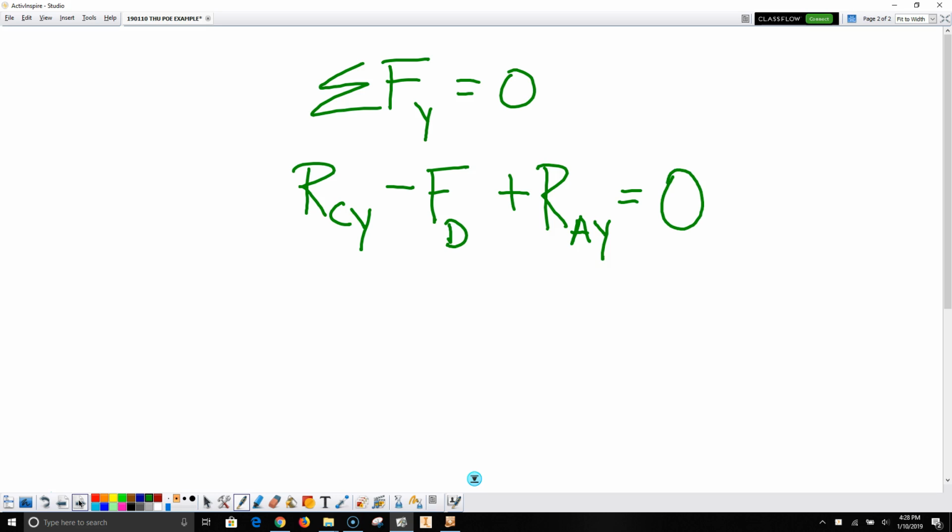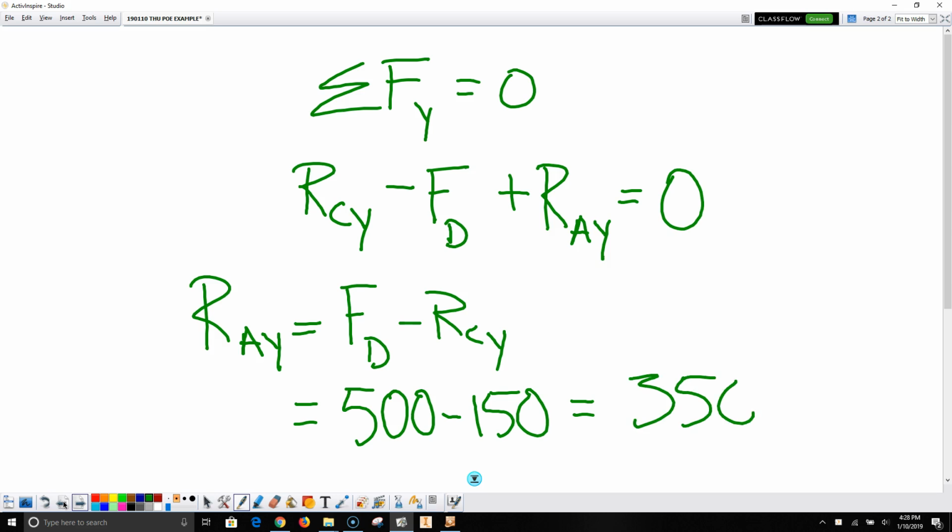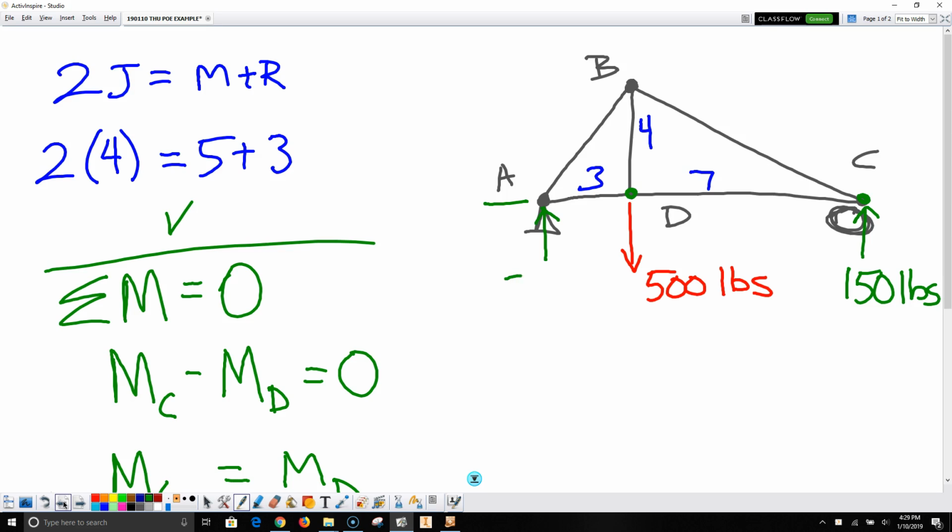We're assuming that A is positive. If it works out that it's negative, then that will be in our solution. So now we're going to rearrange this to solve for the reaction at point A. RAY equals FD minus RCY. Now we can just replace those with the numbers that we know. So we know that the reaction force at point A is positive and it's 350 pounds. I've gone back to my free body diagram to label that.